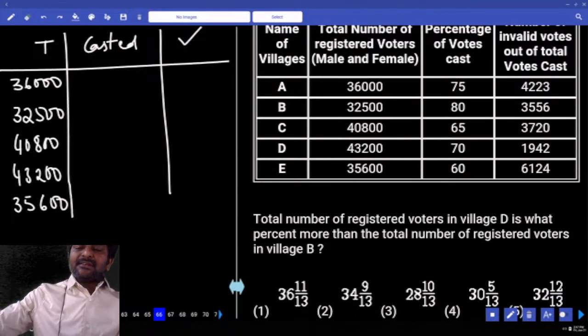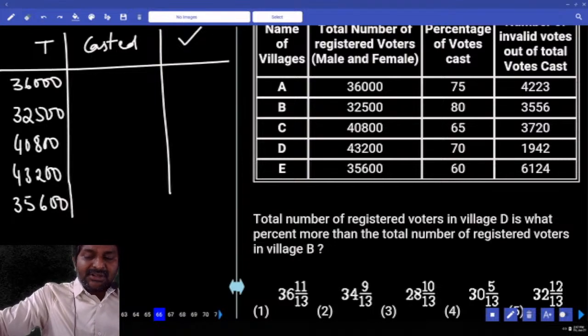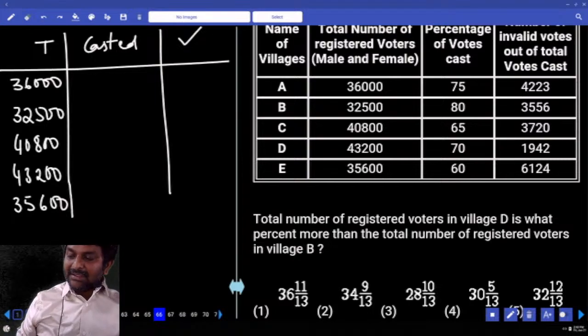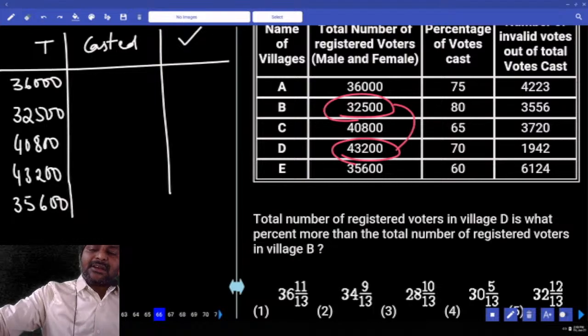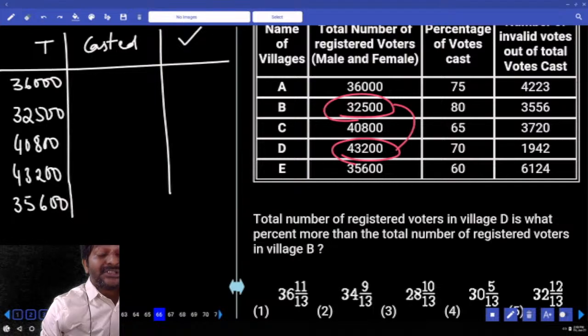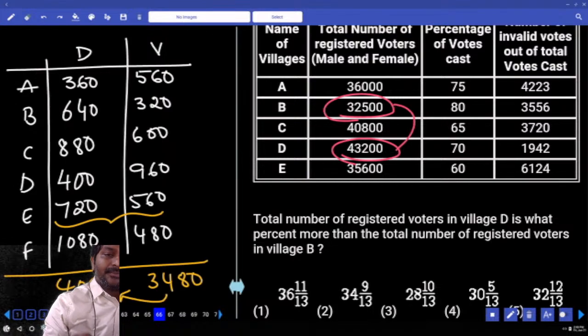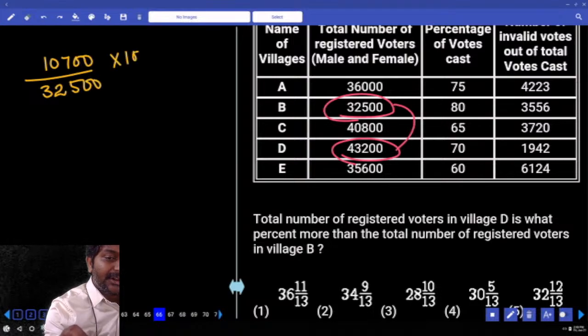Total number of registered voters in village D is what percent more than total number of registered voters in village B? Okay. D, registered voters. What percent more than B, registered voters? 43,200 is how much more than 32,500? 10,700 more. How much? 10,000 more than 32,000, percentage into 100 only?